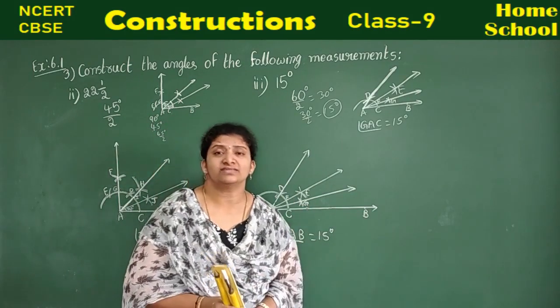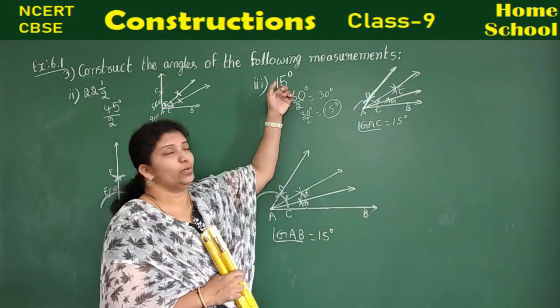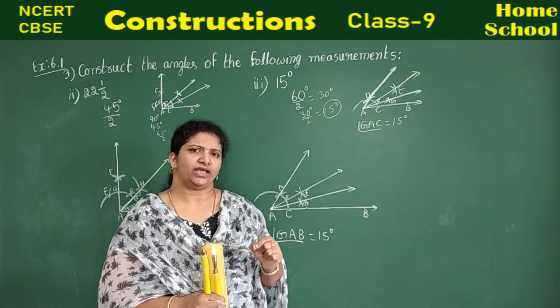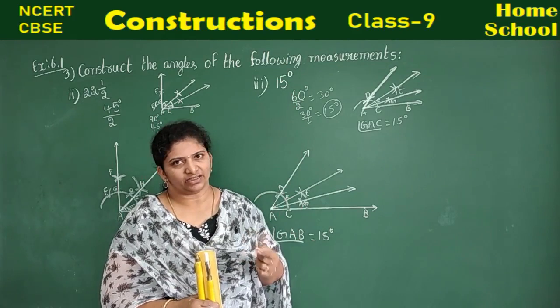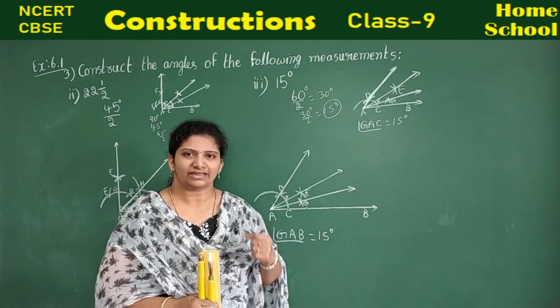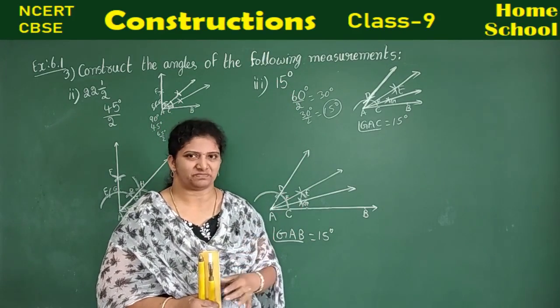Creating an angle is easy, children. Understand the question first. 15. How can I get 15? I know 60, 60 half is 30, 30 half is 15. Like that, you should remember the steps.